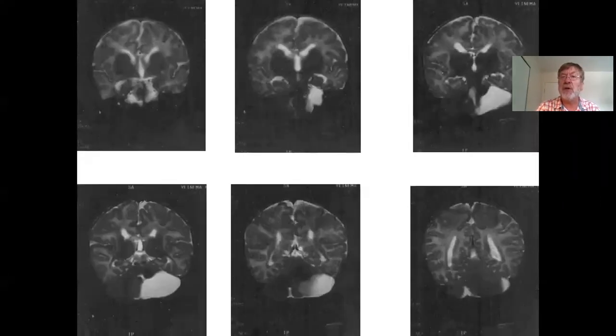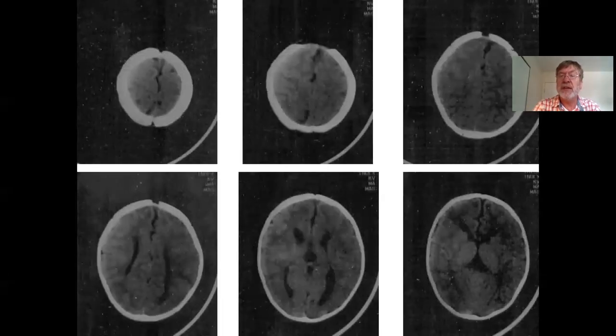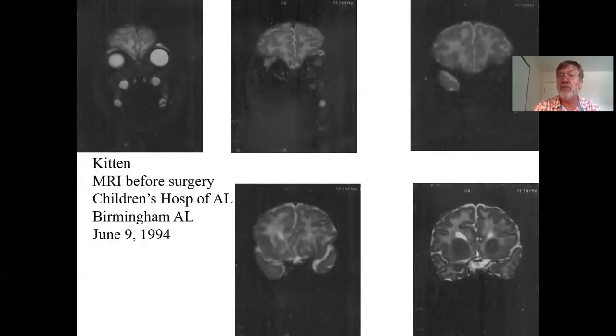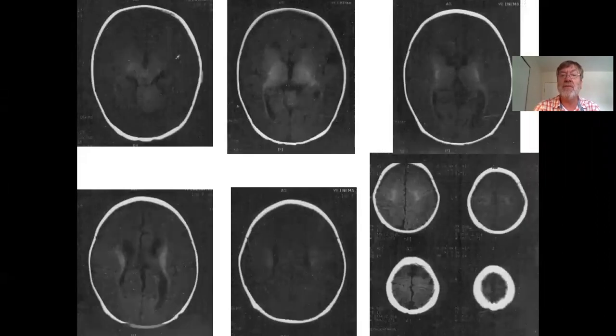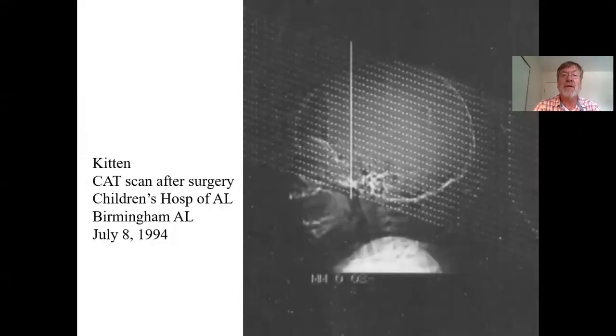MRIs have much better resolution than CAT scans. Look at these compared to this. See how the CAT scan doesn't have as good of a resolution? CAT scans are cheaper to do too. MRIs cost way more money. MRIs have better resolution. CAT scan. And we called her Kitten.